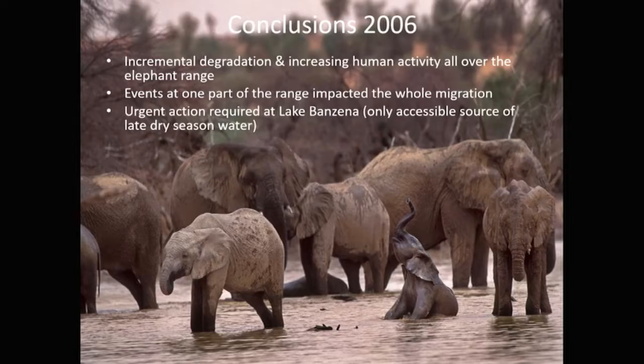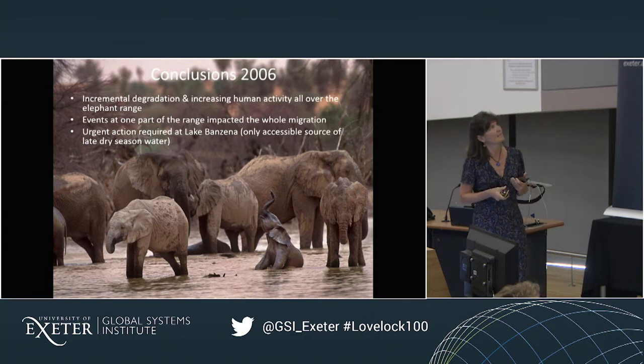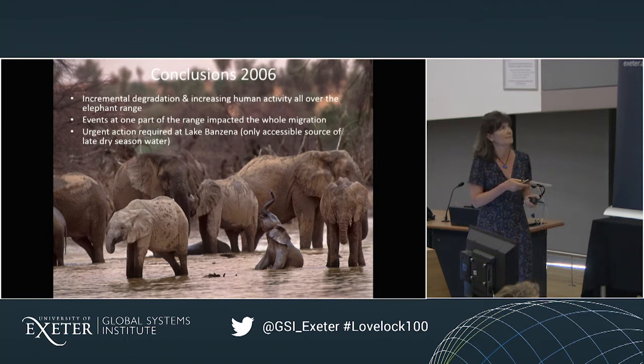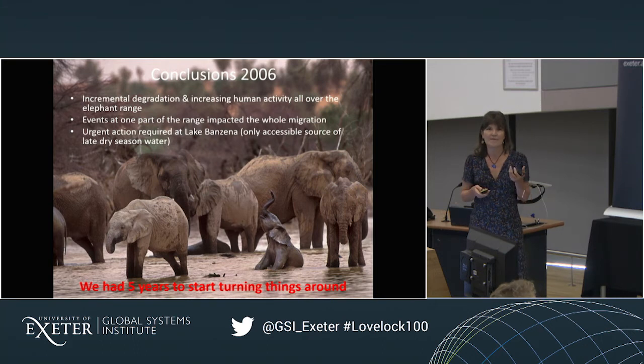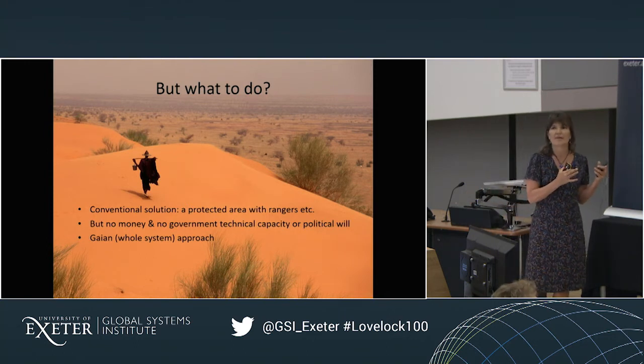And at the end of 3 years, it seemed to me that this migration route was suffering from a gradual squeeze. Incremental change and degradation and human activity in all kinds of ways throughout the elephant range was threatening to cut it off. And not only that, but events at one part of the migration, if you're cutting down something at one place, ramify all the way through the elephant range, so it's a connected system. And urgent action was required at that lake because it was drying sooner and sooner each year. But what could you do? I felt we had about 5 years to start trying to do something. The people who employed me wanted to set up a protected area around that lake.